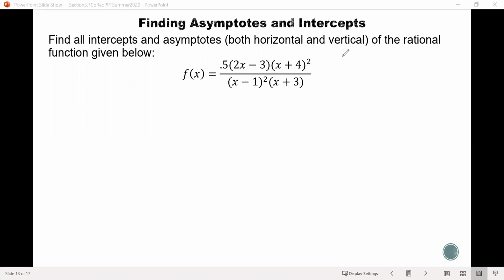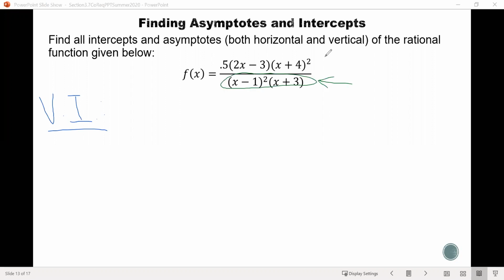So for vertical asymptotes, we know that comes from looking at the denominator of a rational function and the values that make that equal to 0. Because here we have the x minus 1 squared and the x plus 3 in the denominator, our vertical asymptotes will come from those. So we'll have one at x equals 1 and one at x equals negative 3. That's what makes each of those terms 0.